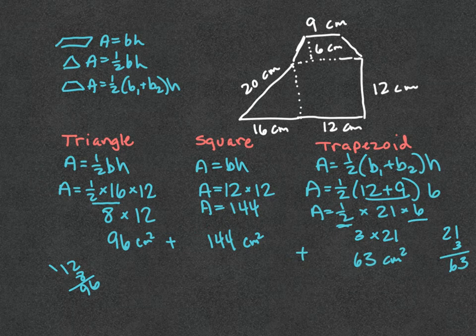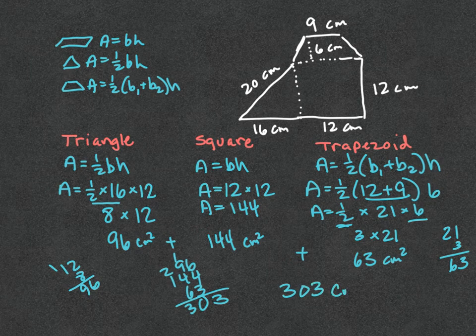So I have found the area of the triangle, the area of the square, and the area of the trapezoid. And now I just need to add all three of those together. That's 13, that's 20, and that's 3. So 303 centimeters squared is the area of the whole odd-shaped composite figure.